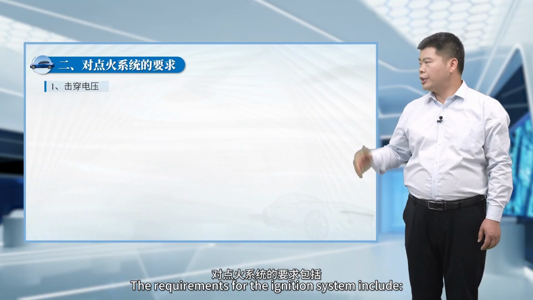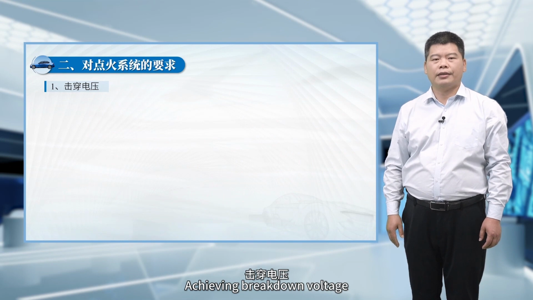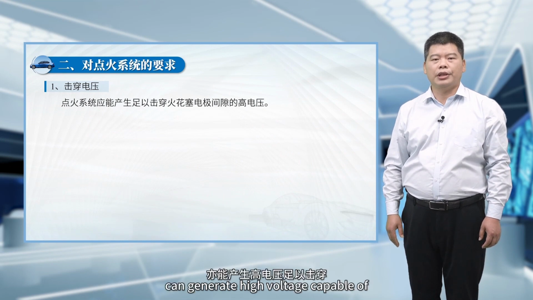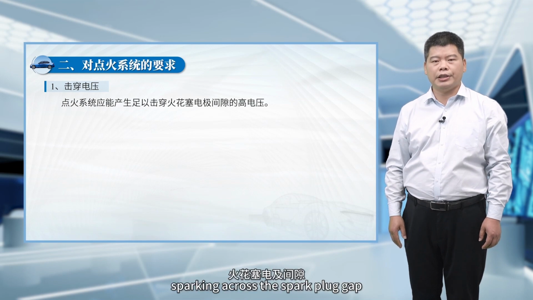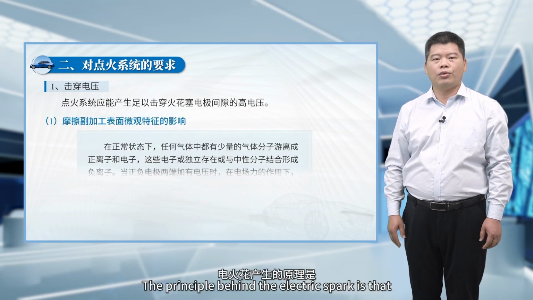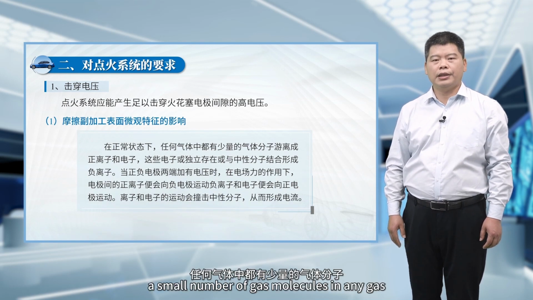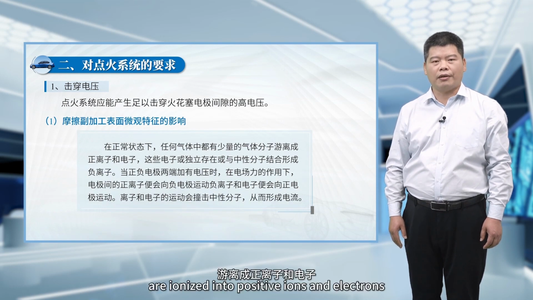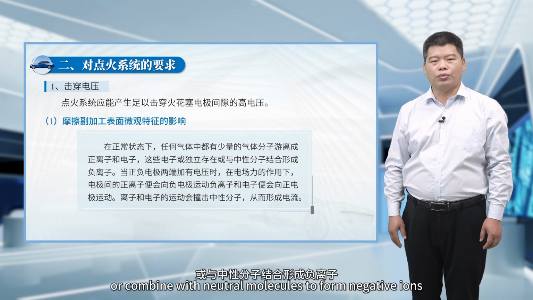The requirements for the ignition system include: 1. Achieving breakdown voltage, where the ignition system can generate high voltage capable of sparking across the spark plug gap. The principle behind the electric spark is that, in a normal state, a small number of gas molecules in any gas are ionized into positive ions and electrons. These electrons may exist independently or combine with neutral molecules to form negative ions.